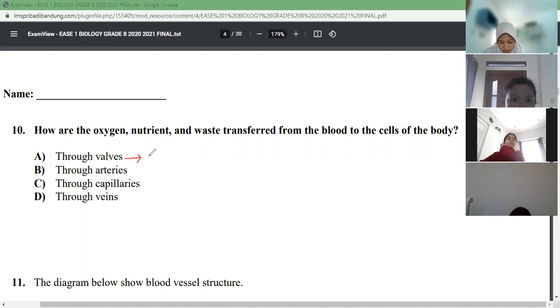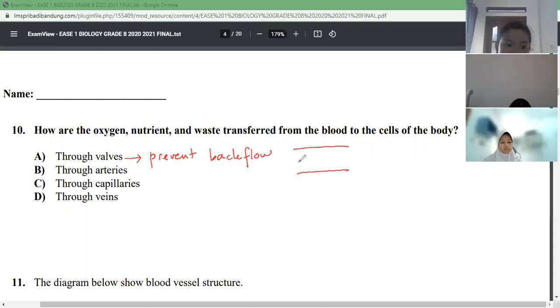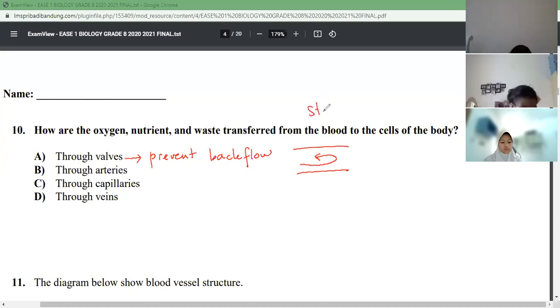The valves actually prevent the backflow. I mean, backflow is like this. Our blood must flow in one direction. This valve keeps it flowing in one direction. If there is blood that flows in the opposite direction like this, it will be a disease or disorder that will be dangerous. So maybe you have heard about the stroke, right? The coronary heart disease, stroke. Pernah dengar?